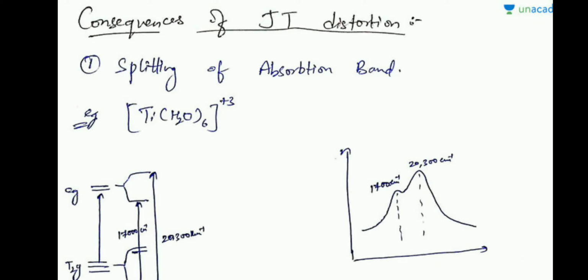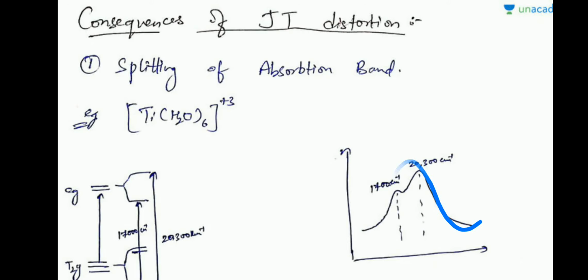So the first consequence of Jahn-Teller distortion is the splitting of the absorption band. Generally for a d block element, for a transition metal complex, we get a broad peak like this, and that is called your absorption band. That is the broad absorption band which you generally get for d block elements.